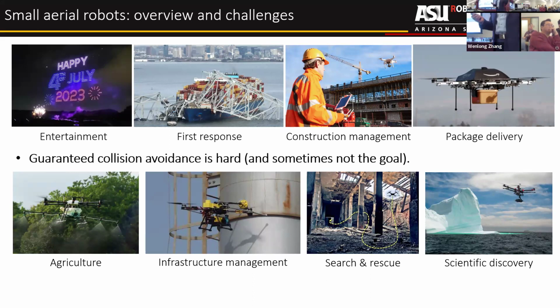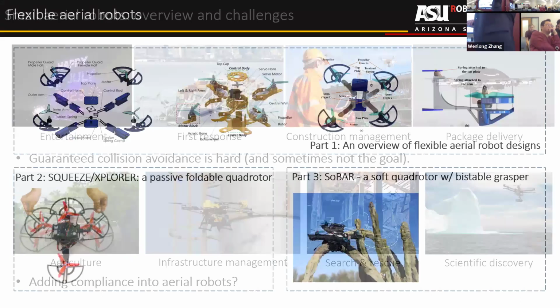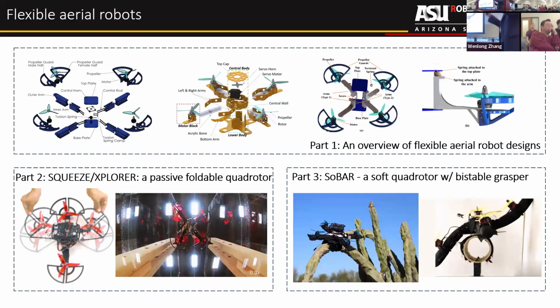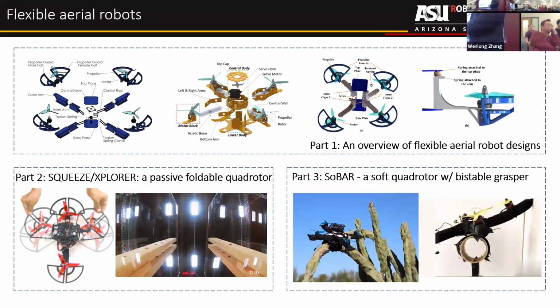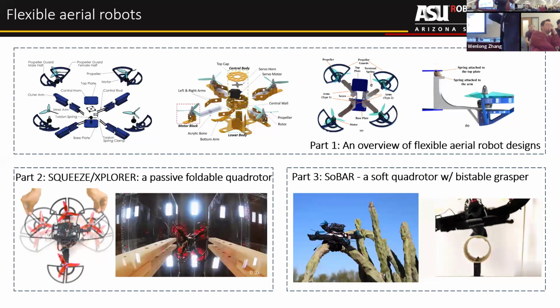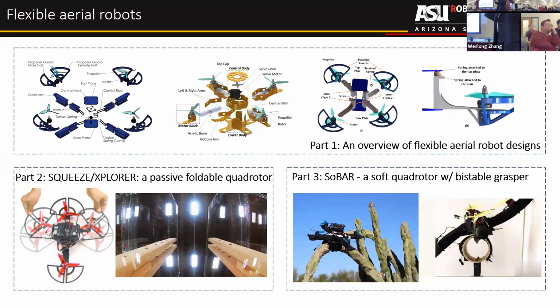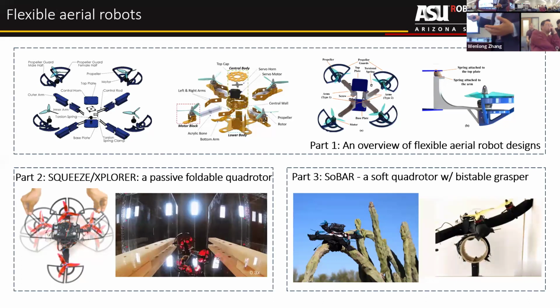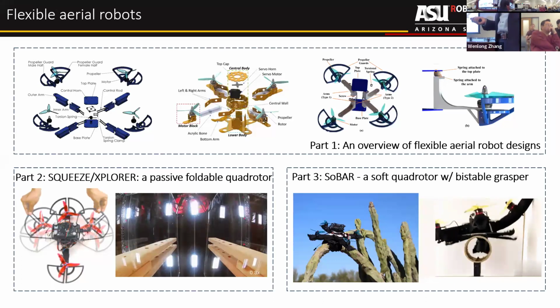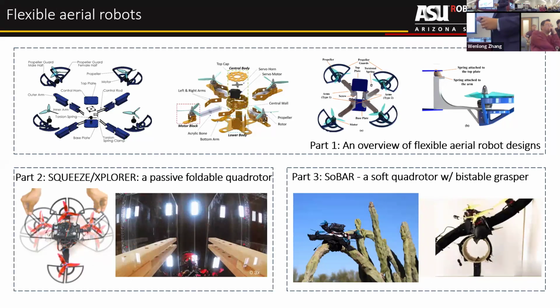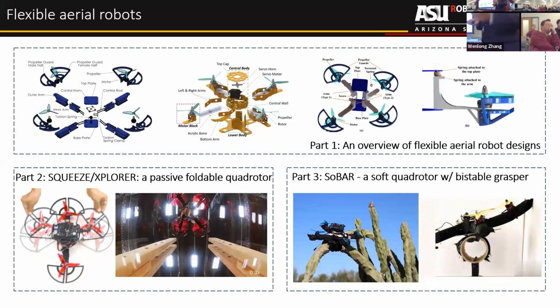There are certainly things that people can do on the perception side and on the control side. But the first question we ask is: is there any benefit to adding mechanical compliance into aerial robot design? Or what are some of the new capabilities that it will enable? That leads to our work on flexible aerial robots. I'll briefly separate that into three parts. I want to first give an overview of the different aerial robot designs we have. Then I want to dive deeper into a passive quadrotor that we call Squeeze or Explorer, and another soft quadrotor we call Soba.